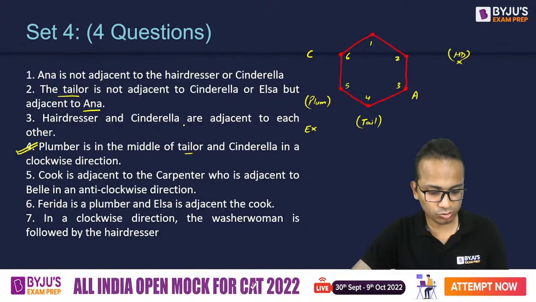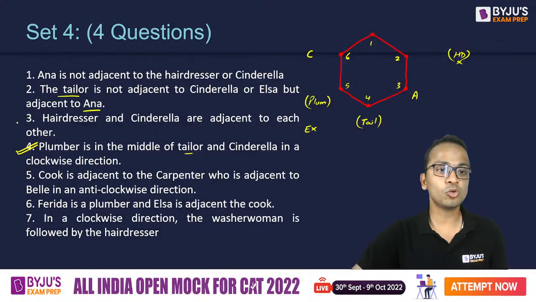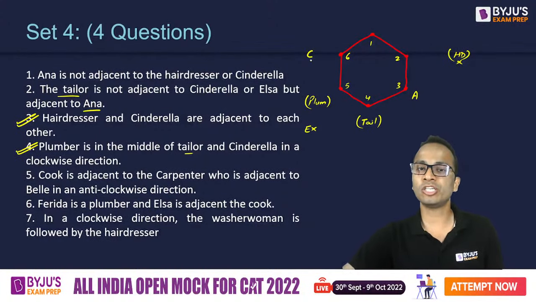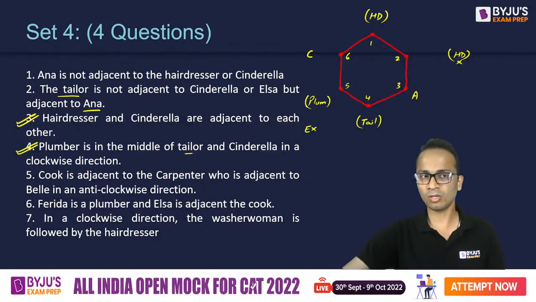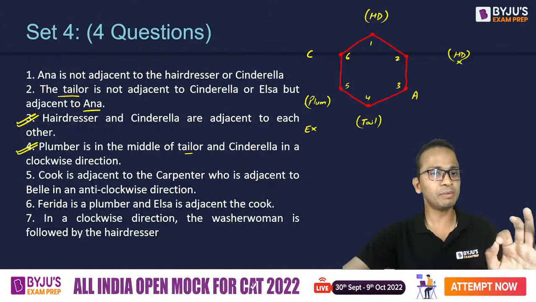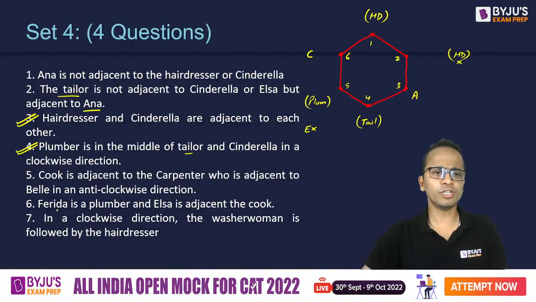Third. Okay. So someone is saying third. Kaushal, third. Hairdresser and Cinderella are adjacent to each other. Okay. Yes, I can use this statement, Kaushal. So hairdresser and Cinderella. So Cinderella already sitting at chair number 6. Hairdresser has to come at chair number 1, because on the other side it is a plumber. Okay, so statement number 3 is also used. Done. Okay, let's move further.